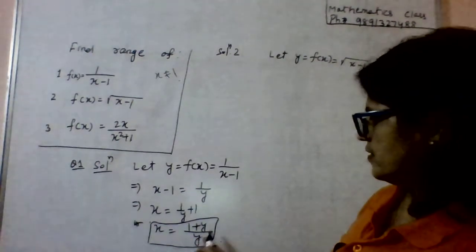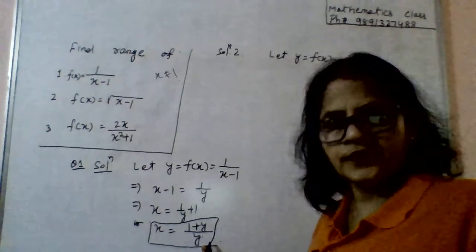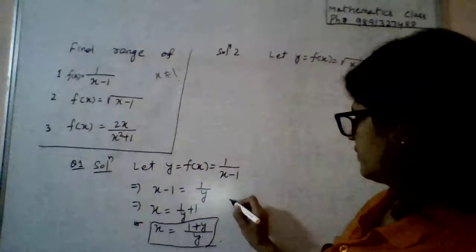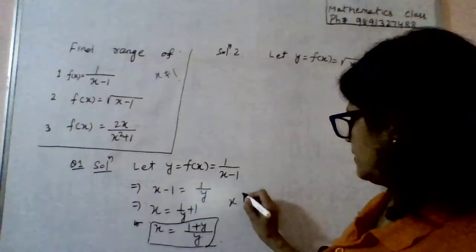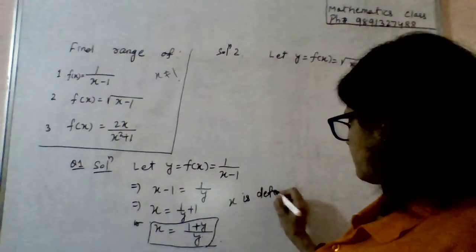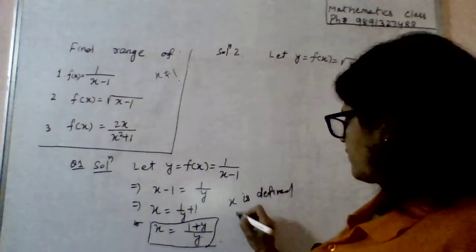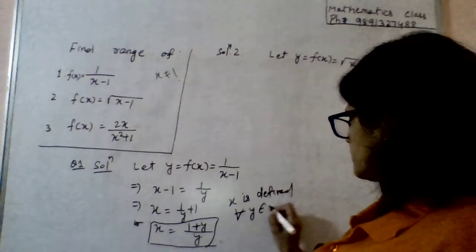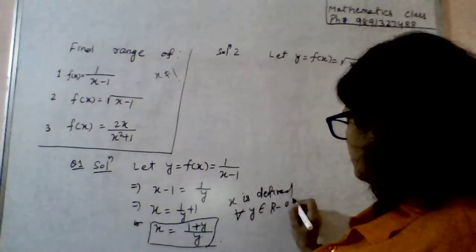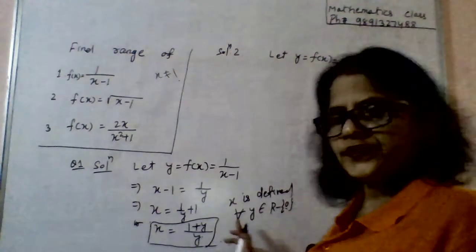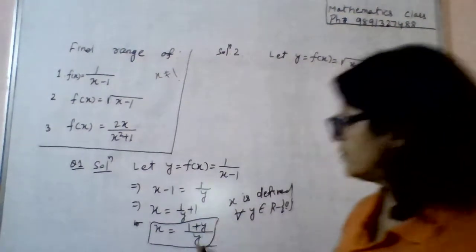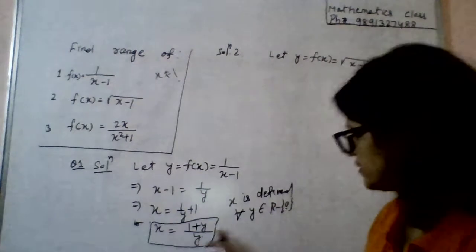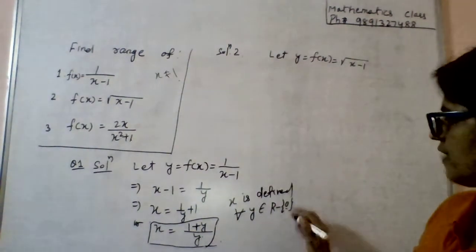As you can clearly see, y cannot be 0, right? So here we can write x is defined for all y belongs to R minus {0}. Straightforward, we are getting this answer. y should not be 0, otherwise y can be any real value, so any real value except 0.